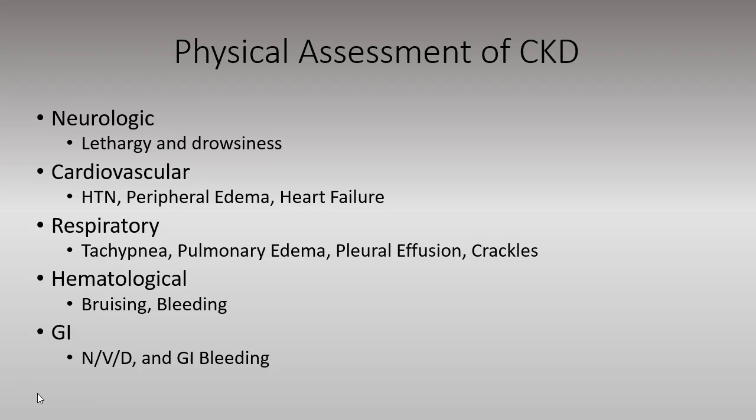So for physical assessment of chronic kidney disease, for neurological, it's going to be lethargy and drowsiness. For cardiovascular, it's going to be hypertension, peripheral edema, and heart failure. For respiratory, it's going to be tachypnea, pulmonary edema, pleural effusion, and crackles. For hematological, it's going to be bruising and bleeding. And for GI, it's going to be nausea, vomiting, diarrhea, and GI bleeding.